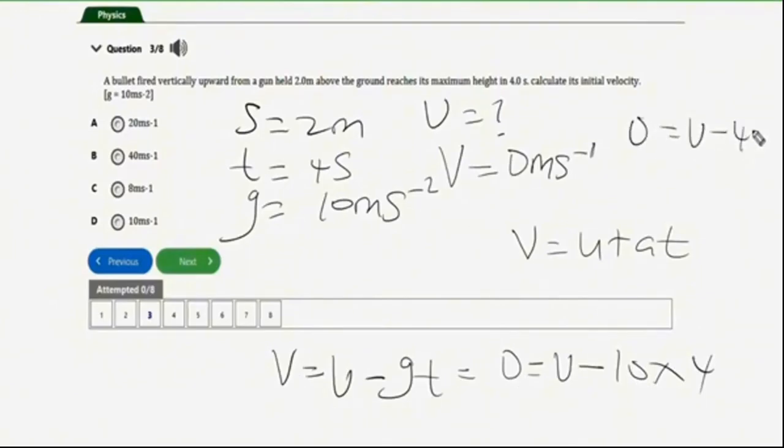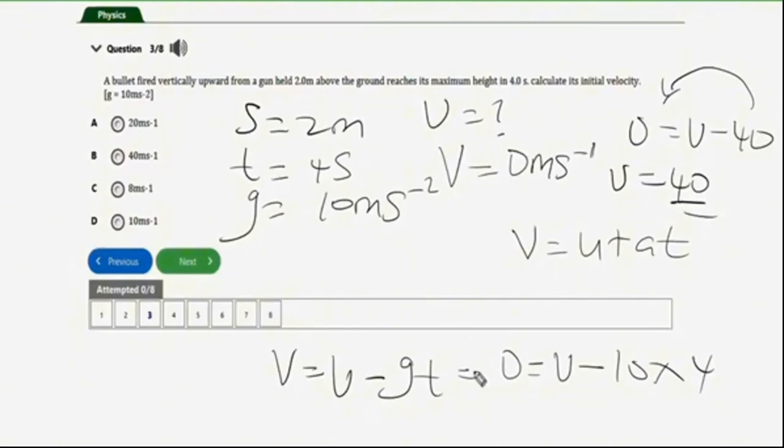The minus 40 crosses over and changes to positive. So our initial velocity will be 40 meters per second. So the correct option on this question is option B. Alright, so that's it for this question.